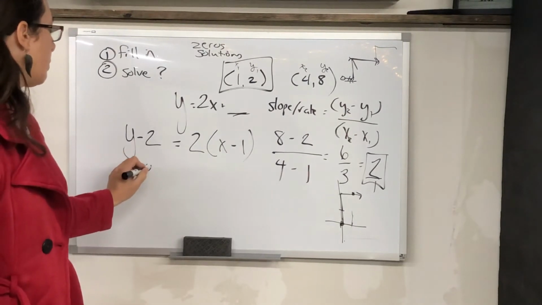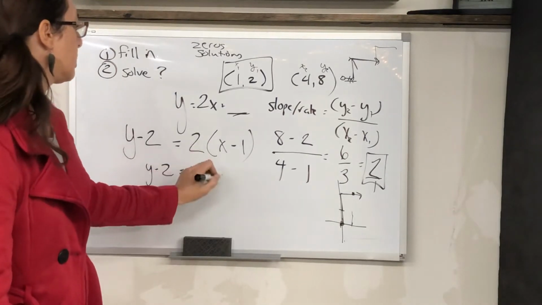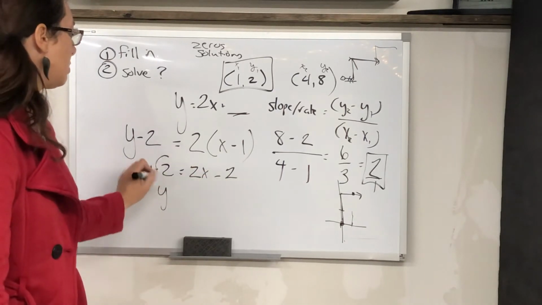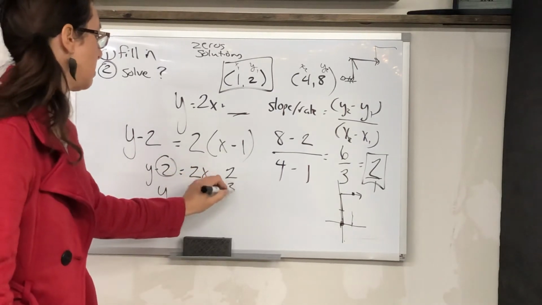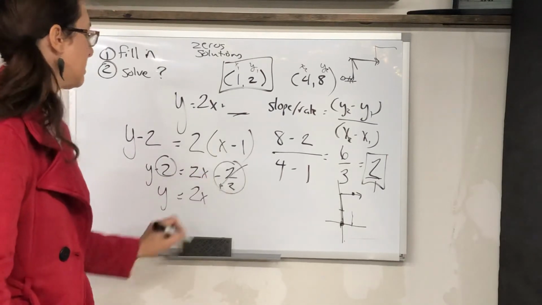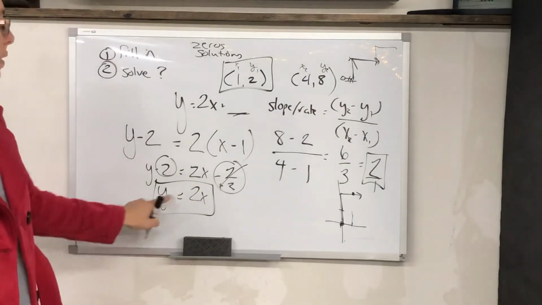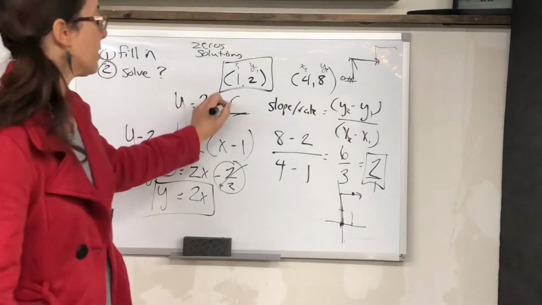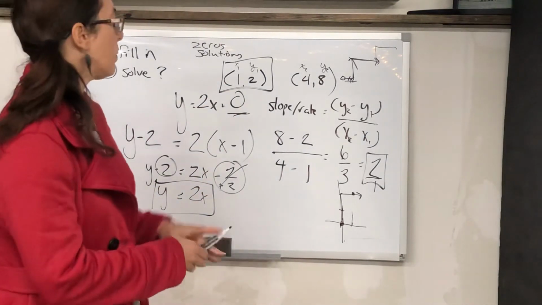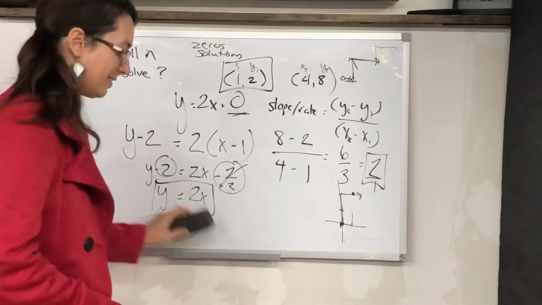So we have y minus 2 equals 2x minus 2. Okay? I'm going to move my 2 over, plus 2. Y equals 2x, and this is a big 0. There's my equation. Y equals 2x. Our intercept was 0. Okay? So we were given just 2 points, and we were able to find the equation for the line.